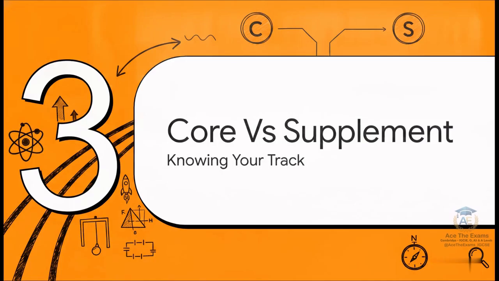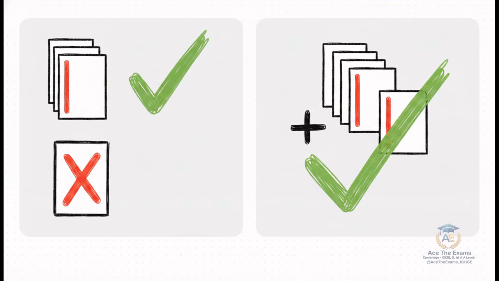All right, Section 3, Core versus Supplement, Knowing Your Track. This is absolutely critical. The crucial point here is understanding the visual layout of core versus supplement material. If you are following the core syllabus content, the book is designed to save you a ton of time. You read all the material on the normal white pages, and you completely ignore any material that has a red line beside it. That red line literally means do not enter for core students.